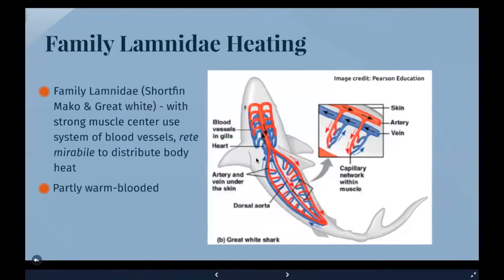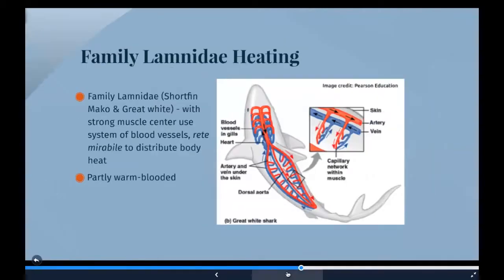Here's a diagram of their, well, here we have the skin, the artery, and the veins. We have the arteries and veins working together to regulate this heat around their body and also push blood throughout their body as well. So blood vessels in the gills, there's the heart pumping the blood, artery and vein under the skin, dorsal aorta. So very nice diagram there.